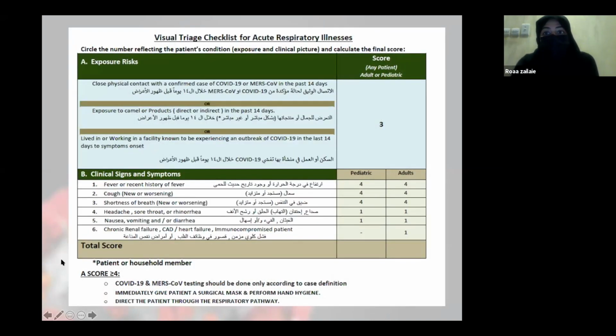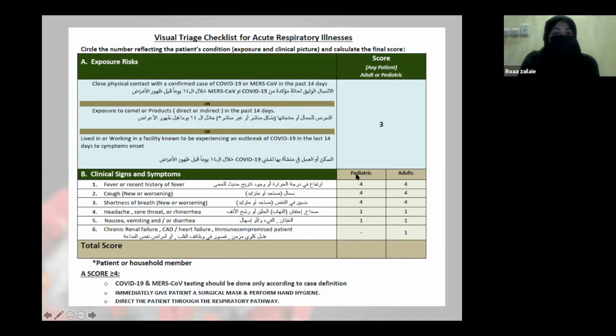So this is the visual triage. I think it is famous for everyone. This is the updated one in May by our hospital, and it is adopted from the Ministry of Health. This is the exposure risk, and you are giving a score. If any patient has close contact, you will give them a score of 3, or contact with camels, you will give a score of 3, and if they visited or worked in a facility within 14 days before the symptoms, you will give a score of 3. Then they are divided into pediatric and adult based on the clinical signs and symptoms.